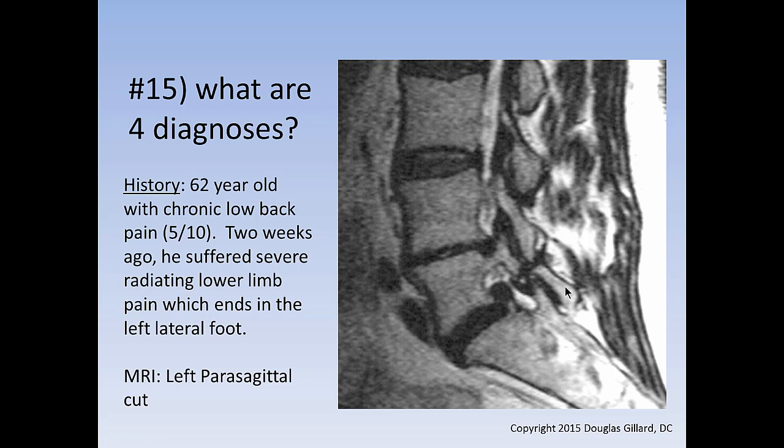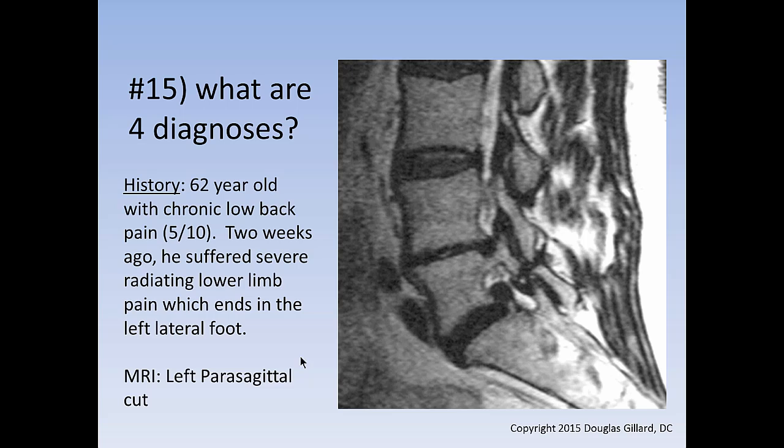Let's do another one. 62-year-old with chronic low back pain, 5/10. What's that mean? Is that he's 5 feet 10 inches? No, that's just shorthand. He's got 5 out of 10. So his numeric rating scale, they used to call it a visual analog scale. Now the proper terminology is numeric rating scale, 5 on a 10 scale. So 2 weeks ago he suffered this severe radiating lower extremity pain, severe radicular pain, which ends in the left lateral foot. So that's a semi-clue, right? Or I should be quiet. Let's let you figure this out.